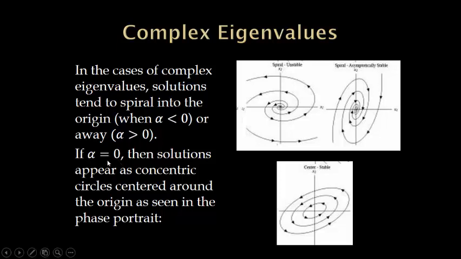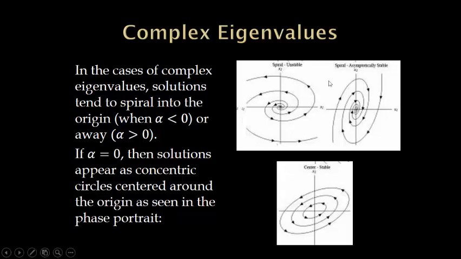If alpha is equal to 0, your e to the alpha t would just be 1. And so you really just have a cosine of beta t and a sine of beta t there. That's going to create some elliptical spiraling. So they'll appear as concentric circles, or I'd say ellipses, because you could have a larger value depending on your constants, C1 and C2.